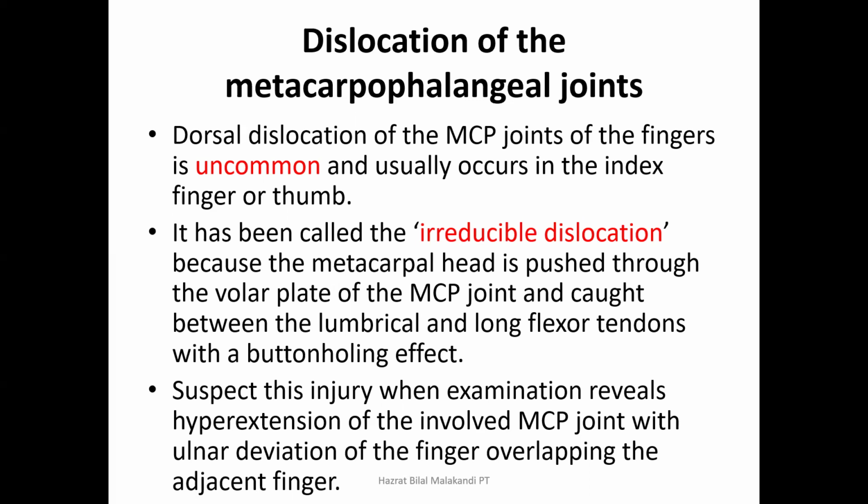The reason behind that, and this is very important, is that the metacarpal is pushed through the volar plate. As this is a hyperextension injury, there may be rupture of the volar plate and the metacarpal head will push through the volar plate of the MCP joint and come between the lumbrical and long flexor tendon with a buttonholing effect. Because of this buttonhole effect, these are called irreducible dislocations.